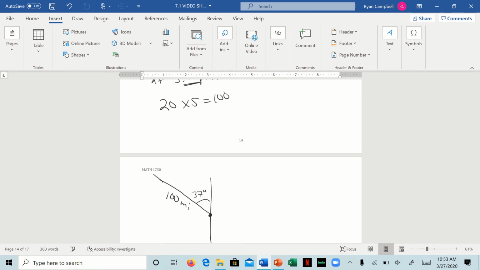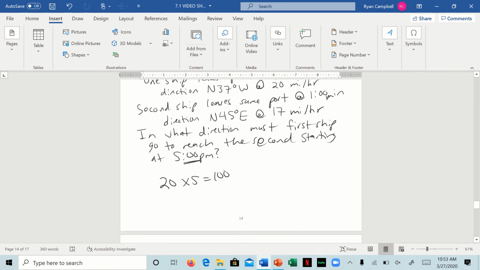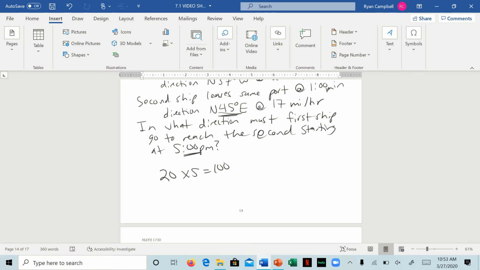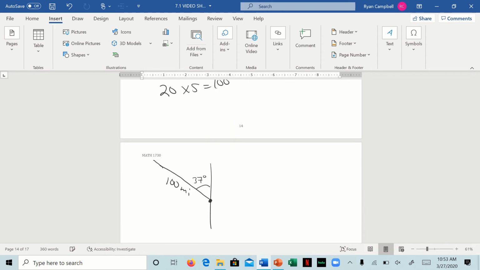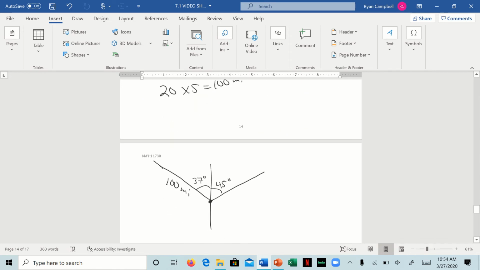Second ship starts going in the direction of north 45 degrees east. And they go in that direction for how long? They start at 1 o'clock. We're ending at 5 o'clock, so that's 4 hours. So 17 miles an hour times 4 hours, we get 68 miles. So since that's shorter, we can be a little exaggerated and go a little shorter with it.